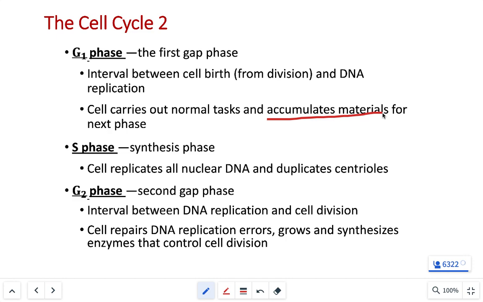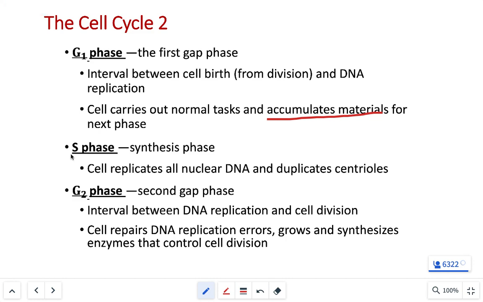When we think of S, think of synthesis. What's being synthesized in S phase? DNA. So during S phase, we synthesize a copy of the DNA. And we just talked about DNA replication. After we replicate the DNA, we go to the second gap phase.